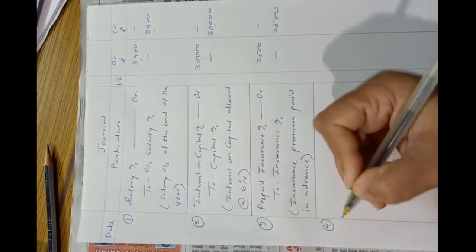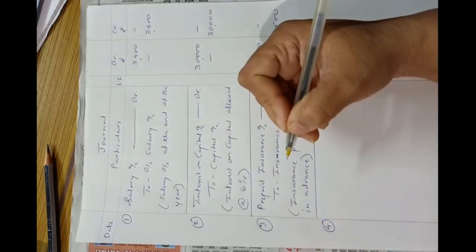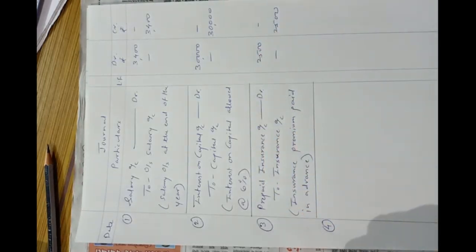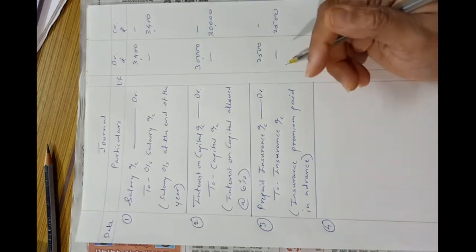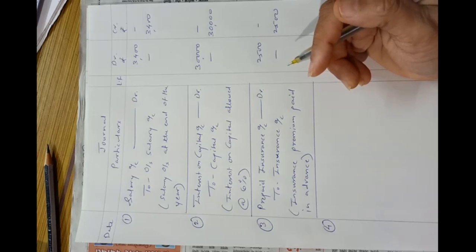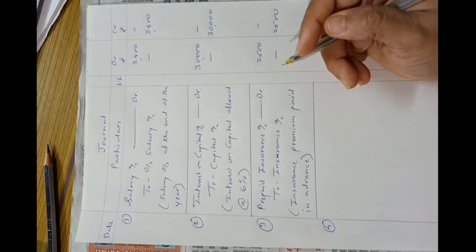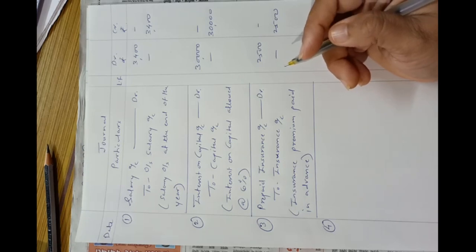Now fourth transaction. Fourth transaction is charge interest on drawings rupees 2,000. Interest on drawings is charged by the business on drawings of the owner.